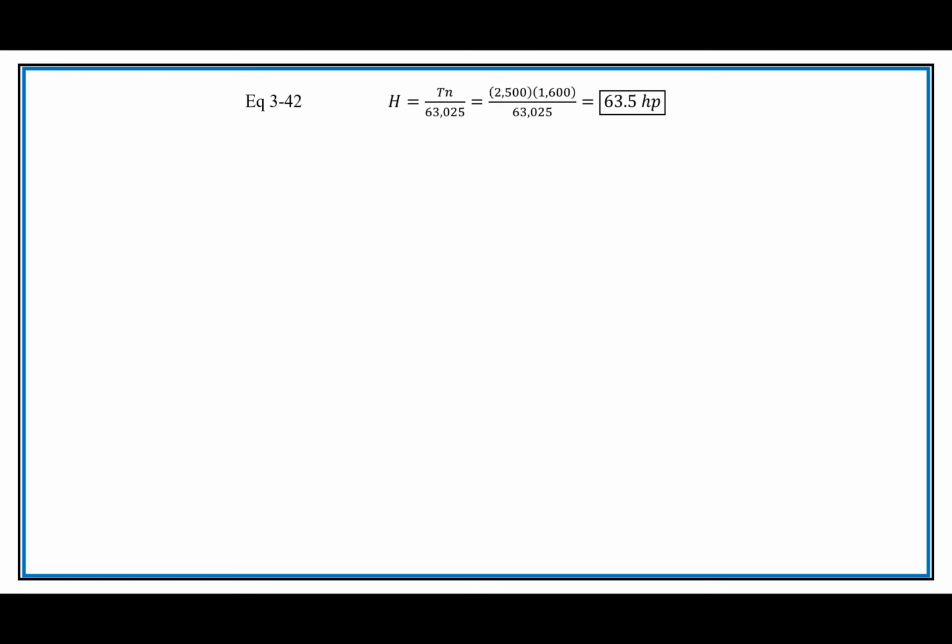Learning mechanical engineering in college, to start forming a relative idea of what we're talking about, what piece of equipment would have something that's 63.5 horsepower? So you have something to compare to in the real world.